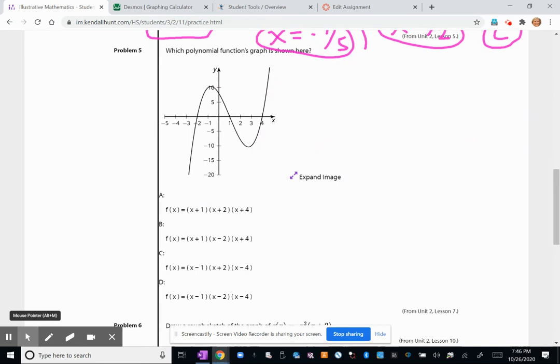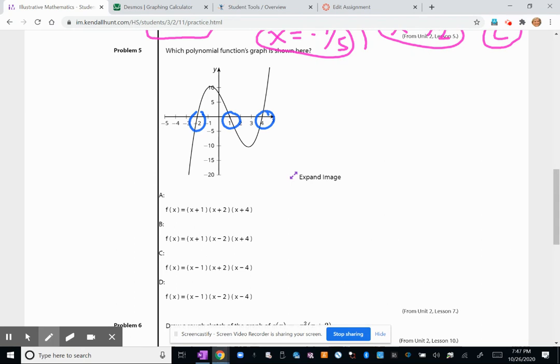Number 5 says, which polynomial function's graph is shown here? So if I want to be able to look at what the equation for this graph would look like, I'm going to focus on the zeros. I see there's zeros at -2, +1, and +4.